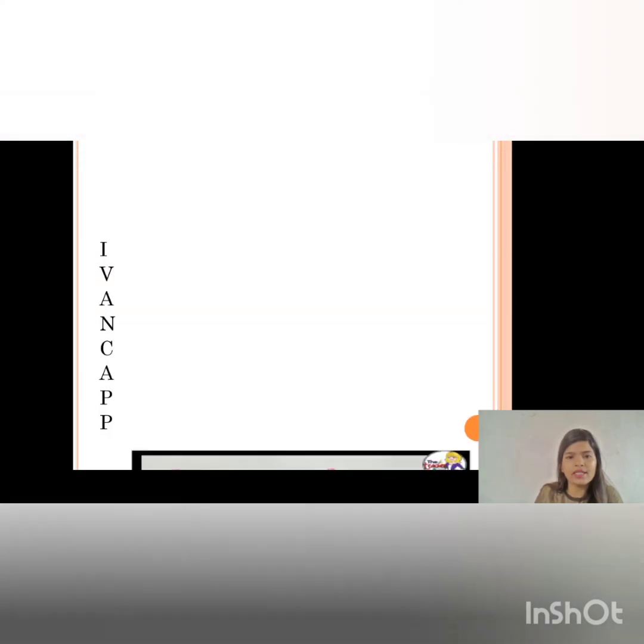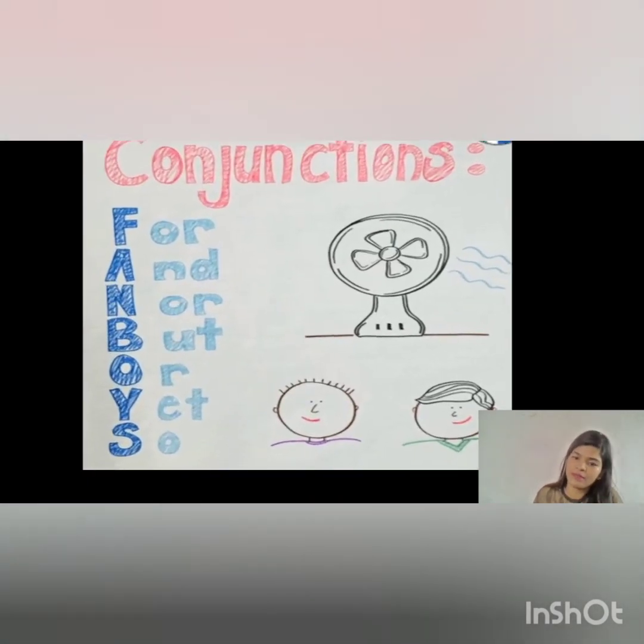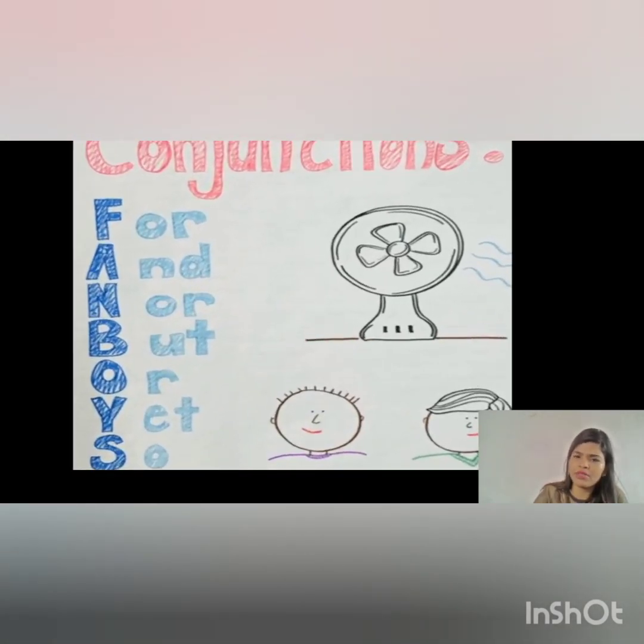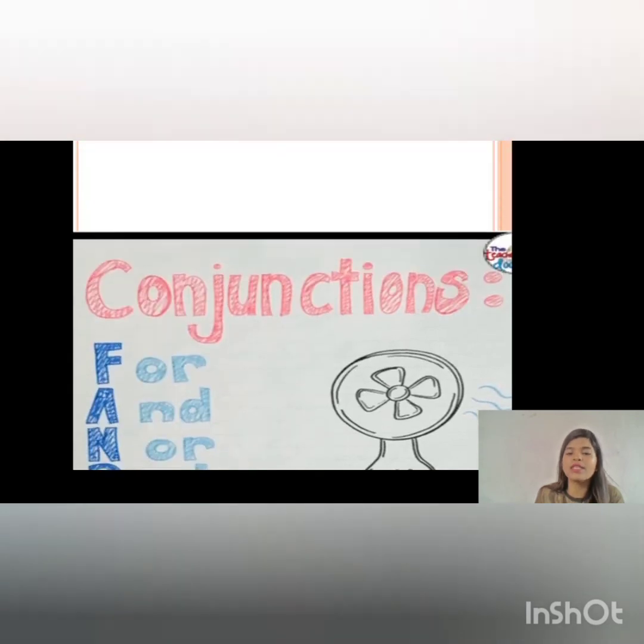Now coming to the next, we have conjunctions. For a remembering trick, I made it as FANBOYS. F for fan: for, and, nor, but, or, yet, so, and many more conjunctions are there. These will help you connect or join two sentences or groups of words.